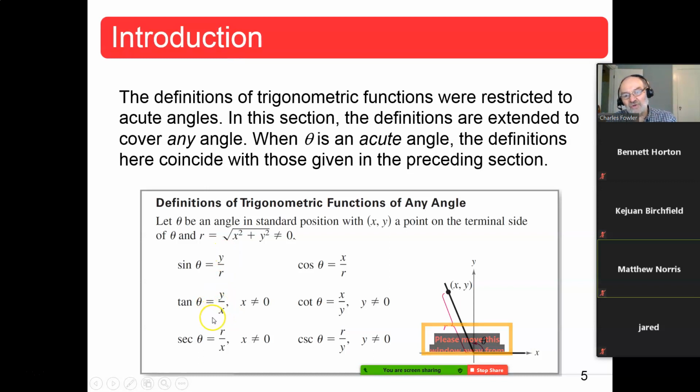However, x could be 0. That's why you don't worry about r. R can't be 0. It's got to be positive. X could be 0, so you have to exclude that.